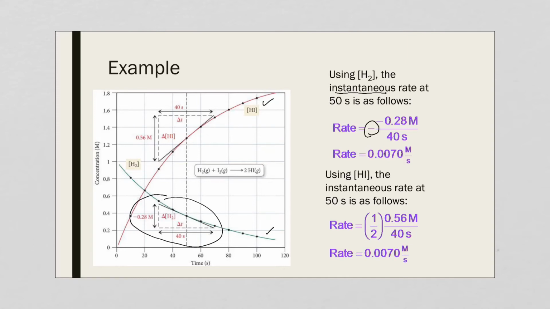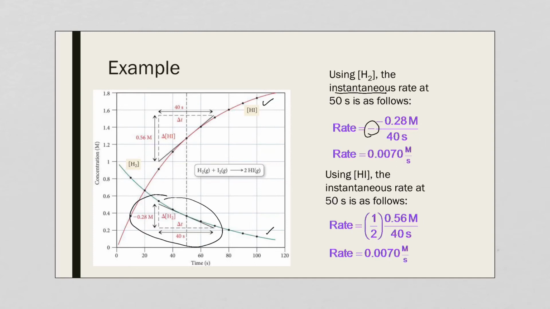Now, if we do the same calculation, or we measure the rate at the same point using HI, so we're looking at the appearance of HI here. So we take our 50 seconds, we draw a tangent line, and we measure the slope of that curve. Now, notice that slope is going to be different, right? Because of the different stoichiometry that we have.